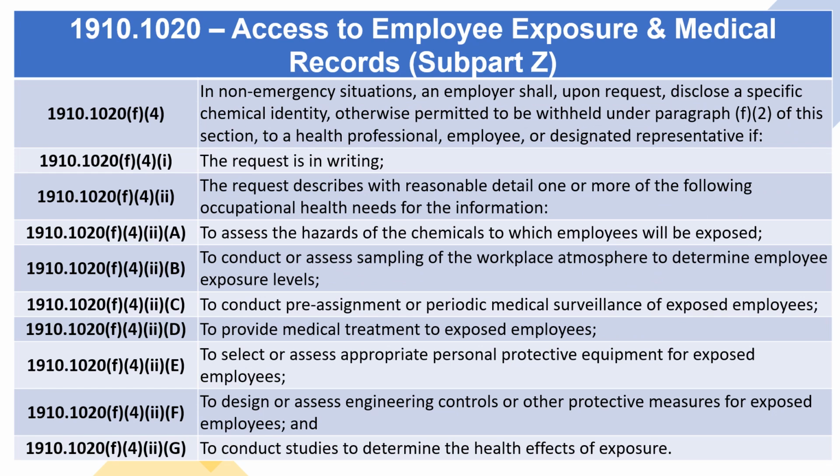1910.1020 F4. In non-emergency situations, an employer shall, upon request, disclose a specific chemical identity, otherwise permitted to be withheld under paragraph F2 of this section, to a health professional, employee, or designated representative if 1910.1020 F4-1, the request is in writing. 1910.1020 F4-2, the request describes with reasonable detail one or more of the following occupational health needs for the information. 1910.1020 F4-2A through 1910.1020 F4-2G, to assess the hazards of the chemicals to which employees will be exposed.